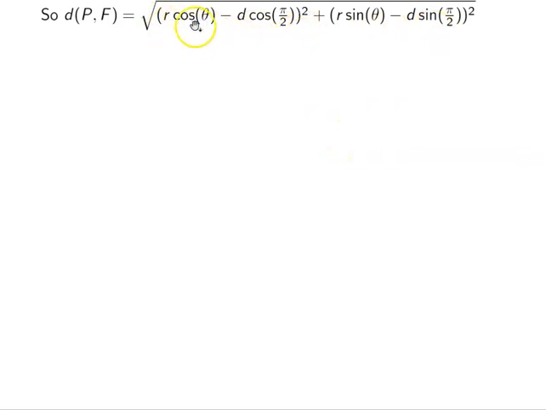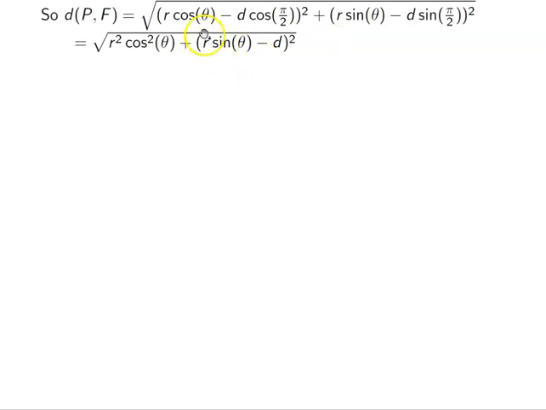Both of these are just perfect squares. So this will be r squared cosine squared theta. The other x term we don't have to worry about, because at pi over 2, cosine is 0, so I just have this first term. For sine pi over 2, I actually have 1, so this is r sine theta minus D. So I have r sine theta minus D squared. Then we'll go ahead and square that second half now.